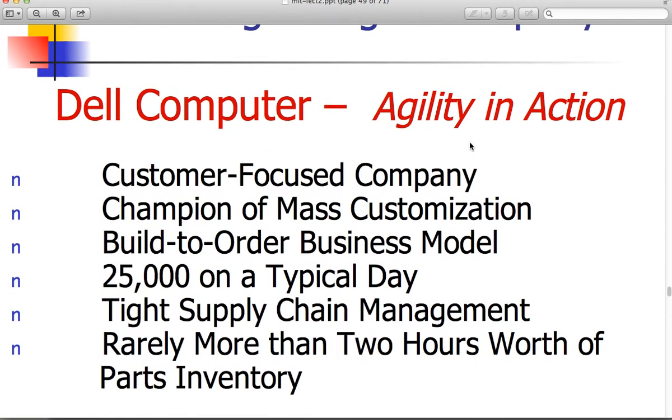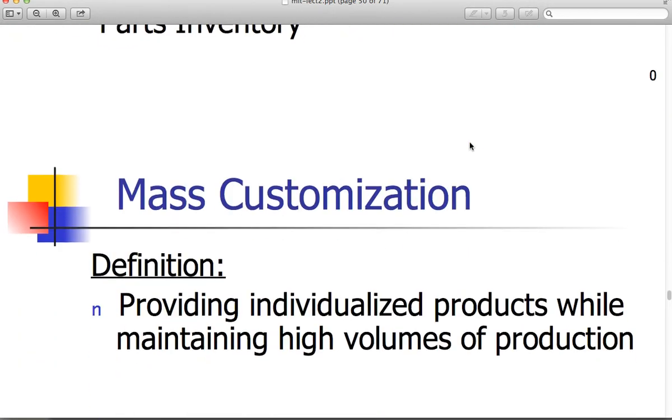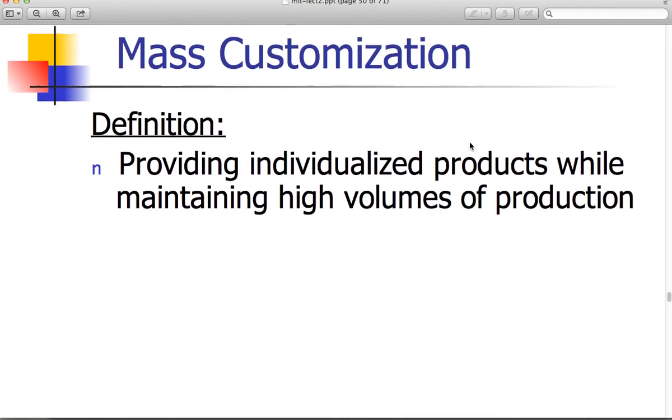Plus, they're also doing mass customization. So what's mass customization? Providing individual products while maintaining high volumes of production. So it's customization with thousands of units coming out to adapt to things. This would be like what the stereo companies actually do. Let's say TV companies don't normally do this. They're just producing mass products. But stereo companies, that's an interesting concept.